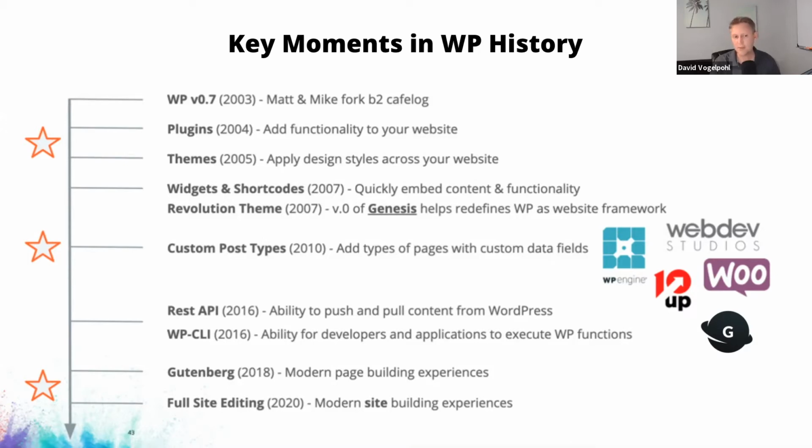Another critical and key moment came in 2010 when custom post types with custom post meta were introduced into WordPress Core. Now, if you don't know what custom post types are, to me, this was basically the moment when WordPress became more of a proper CMS, where you could have different types of pages and different types of content models to edit on the back end.